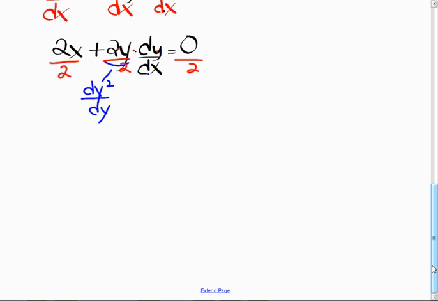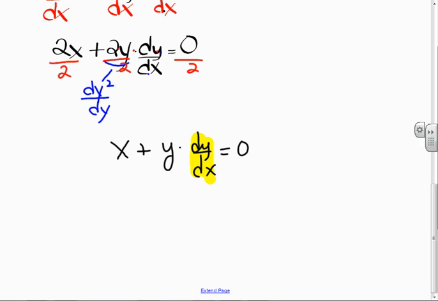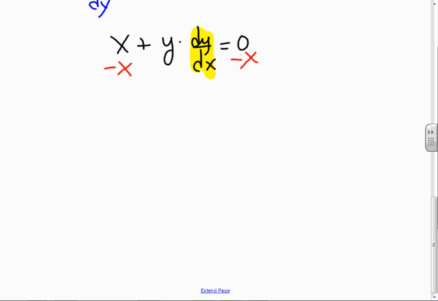So I'm going to get x plus y times dy dx equals 0. And I want dy dx by itself. Algebra. So what do you have to do to both sides? Subtract x. And so y times dy dx equals minus x. And now what do we do? Divide by y. Now, I think that's a lot easier looking answer than the other one.